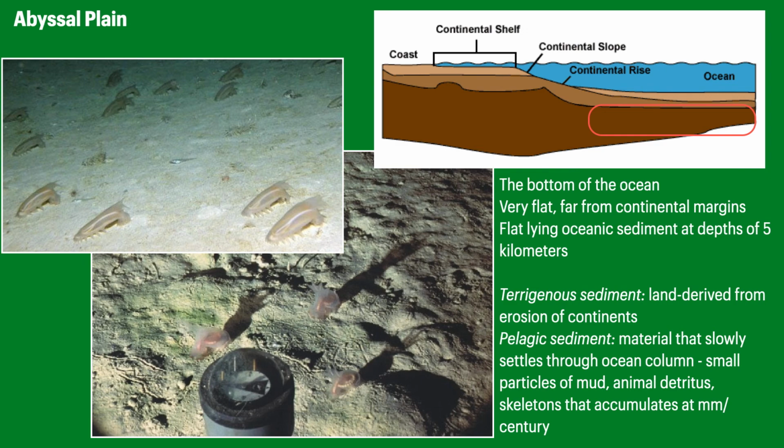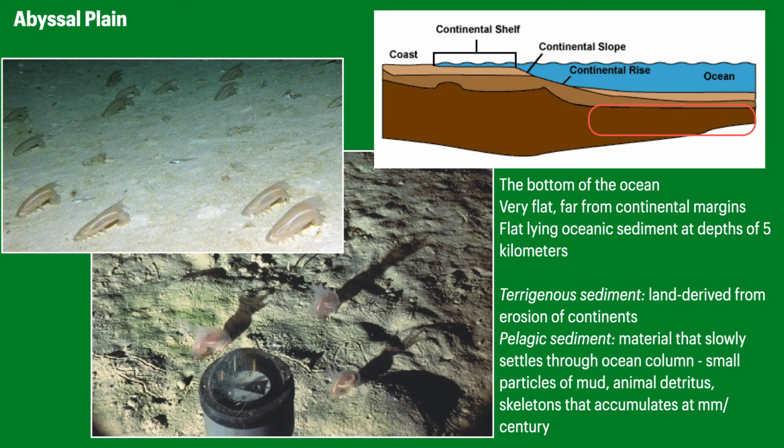Once we get down to the abyssal plain, we're looking at the very bottom of the ocean. It's the flat, very far from the continental margins. It's mostly flat-lying oceanic sediment that is at the depth of 5 kilometers beneath the surface of the ocean. And the sediment that collects there is really fine muds.